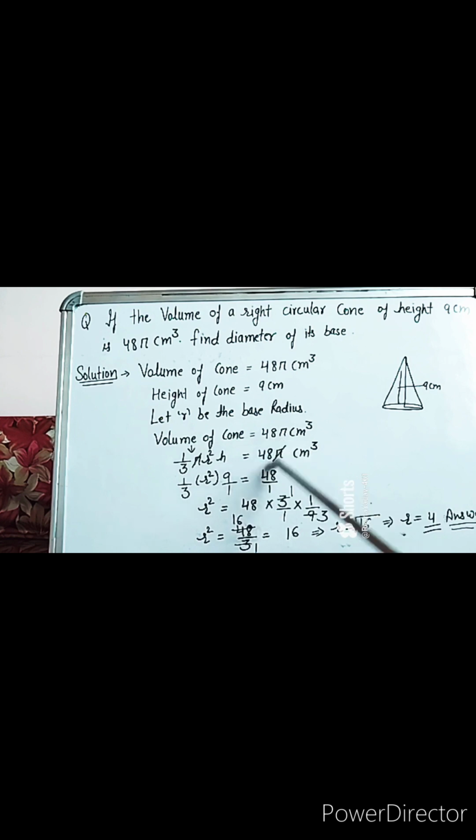Here we cancel out pi on both sides. Putting the value of h and reversing the values when crossing the equal sign, we get r square is equal to 16. So r is equal to under root 16. After solving the root, we get r is equal to 4 as the final answer. That means the radius is 4.